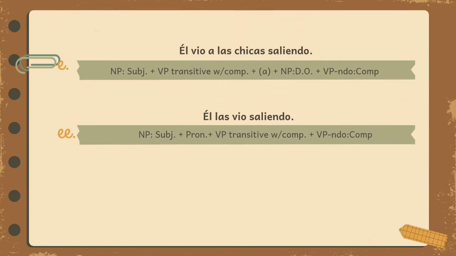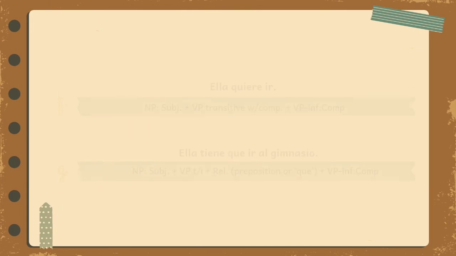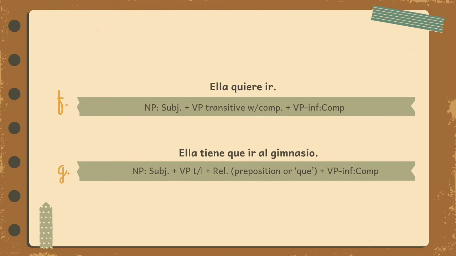E. Él vio a las chicas saliendo. Noun phrase as subject, verb phrase transitive with complement, plus a, plus noun phrase as direct object, plus verb phrase in the endo form, saliendo, as complement. E. Él las vio saliendo. Noun phrase as subject, pronoun las referring to chicas, verb phrase transitive with complement, plus verb phrase in the endo form as a complement. F. Ella quiere ir. Noun phrase as subject, verb phrase transitive with complement, and verb phrase infinitive as a complement.